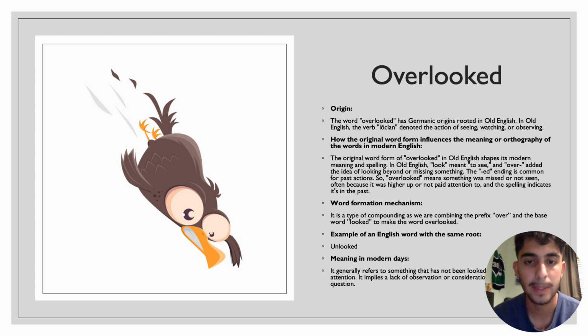It's a type of compounding as we're combining the prefix over and the base word looked to make the word overlooked. An example of a word is unlooked. Unlooked is basically just not looking at something. You basically stop looking at it. It's not a very common word, but it has the same root and doesn't really have much of a historical significance.